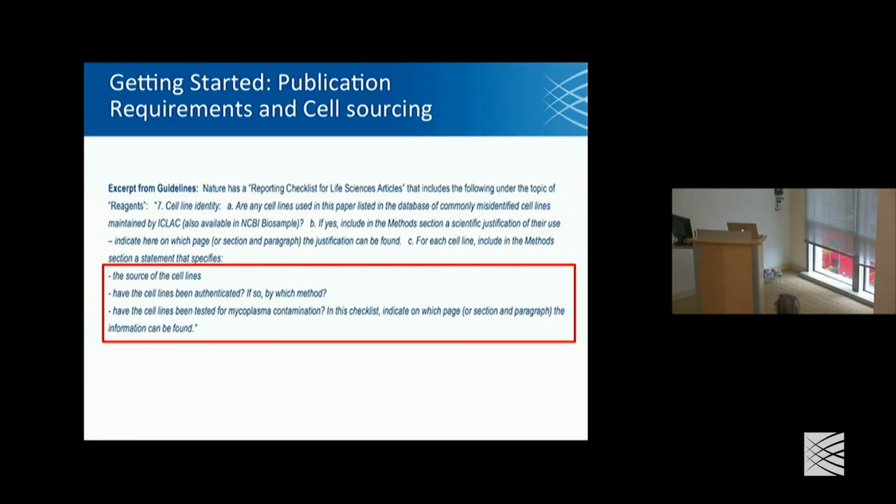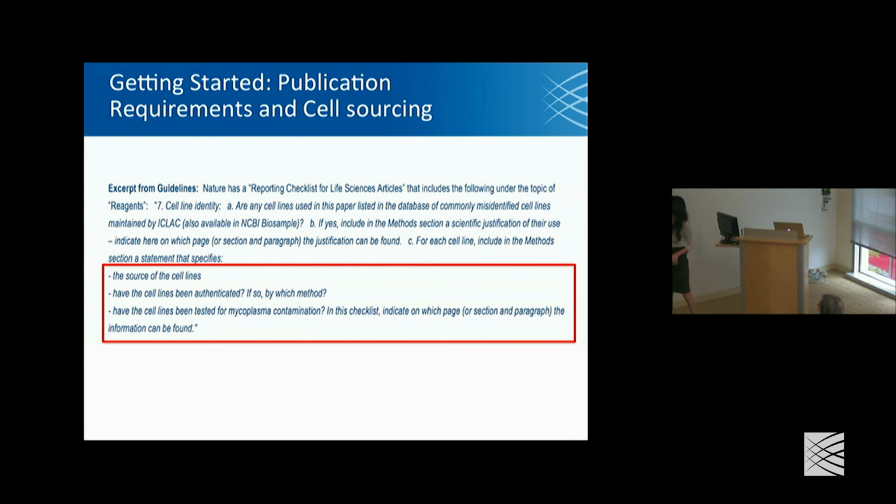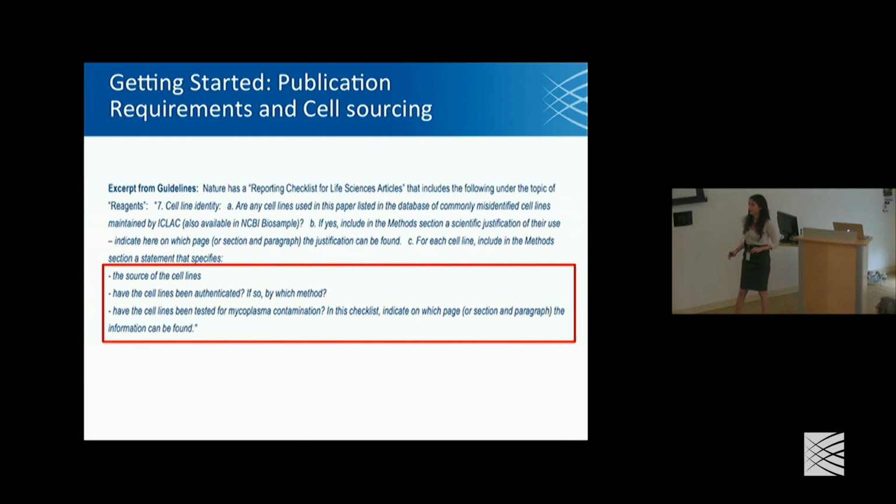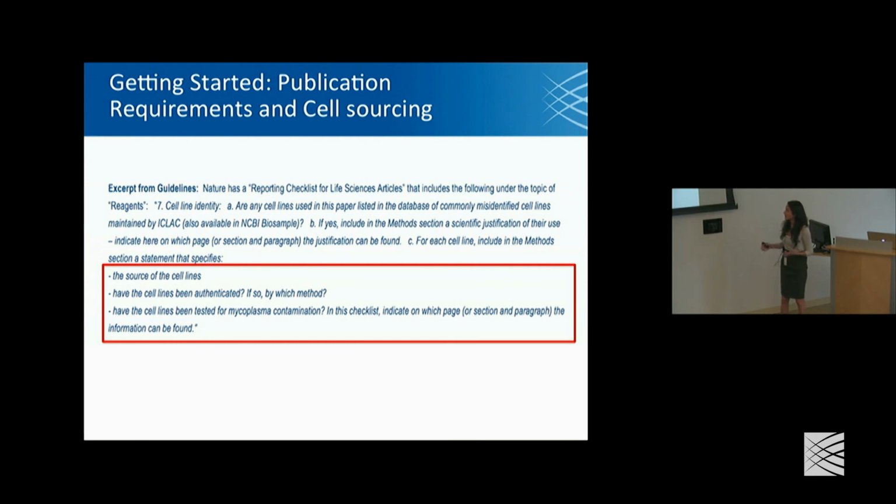An important thing to consider before you start any kind of screen is looking at publication requirements, specifically when it comes to cell sourcing. As an example, Nature has a reporting checklist for life sciences articles, and they ask a couple important questions. Specifically, they ask if you're using any cell lines that are commonly misidentified and to justify why you're using those cell lines. The two things I'll be focusing on is, have the cell lines been authenticated, and if so, by which method? And have they been tested for mycoplasma contamination?